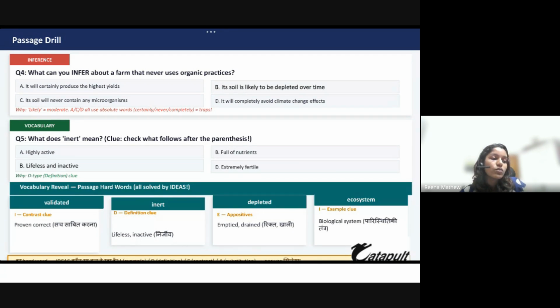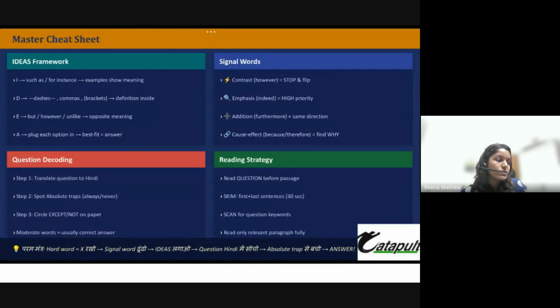Okay, so I'll send you the PDF so you'll understand. So this is what we did in today's class. We learned 4 strategies. First is example phrases, like for instance, such as, like. When I say herbivores are animals such as rabbits, deers, etc., such as is giving you more examples of the same category, that is of herbivores.